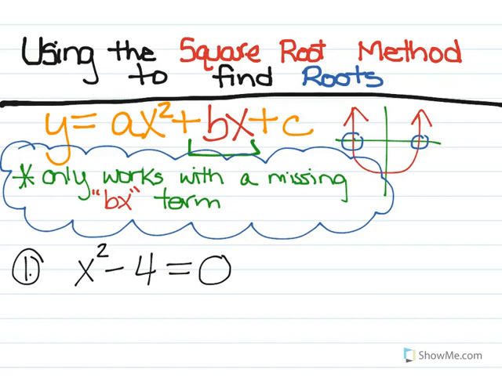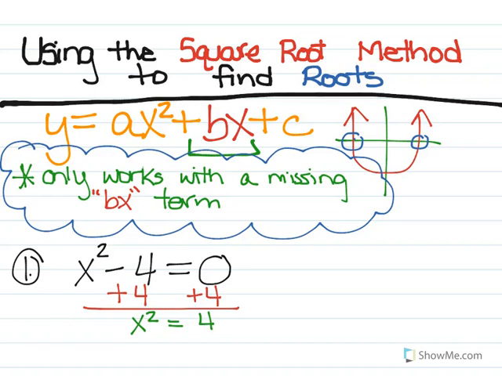So what you're going to do to figure this out is treat this like a regular equation that you solve for x. So in order to solve for x here, I want to isolate x. To do that, I'm going to add 4 to both sides of the equation to keep it balanced. And when I do that, I'm left with x squared equals 4.